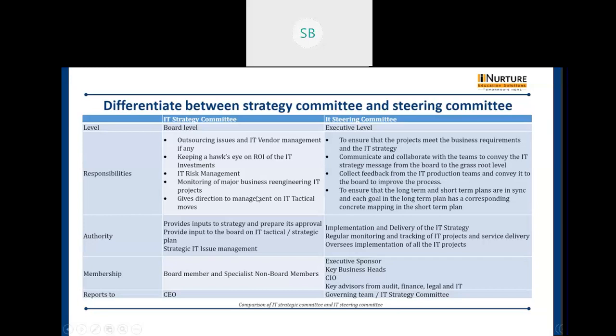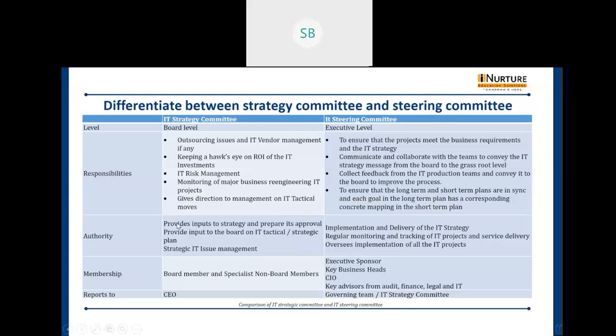Here, monitor major business re-engineering IT projects, and ensure that the long term and short term goals are established, which gives a direction to management on IT, and ensure that the long term goals are met. So these are the four things. Here it was five responsibilities, here four responsibilities are there.